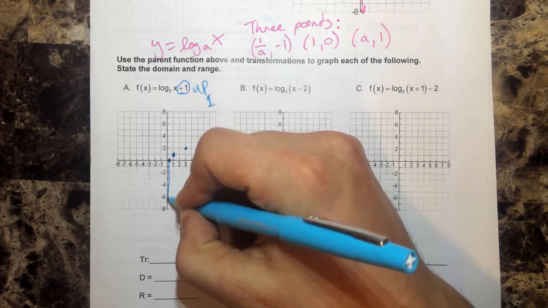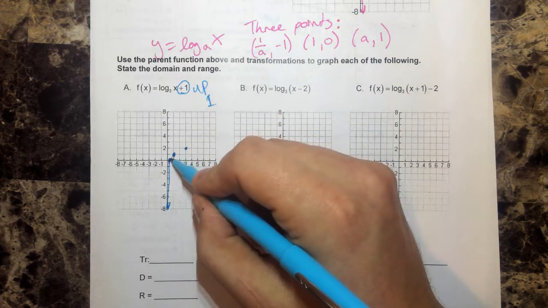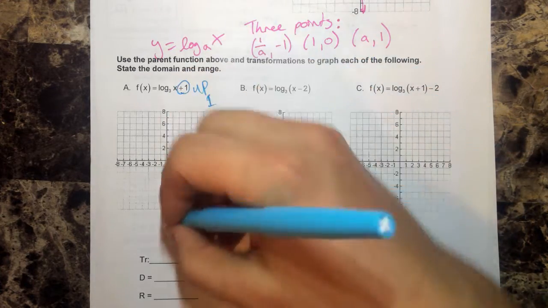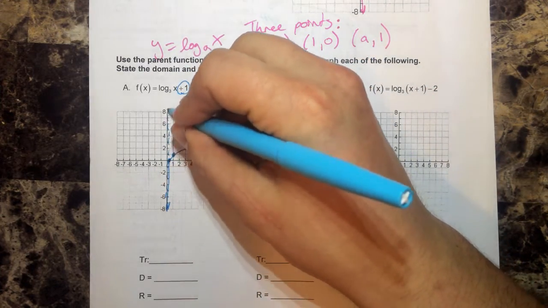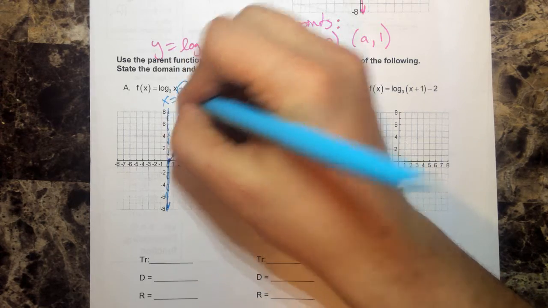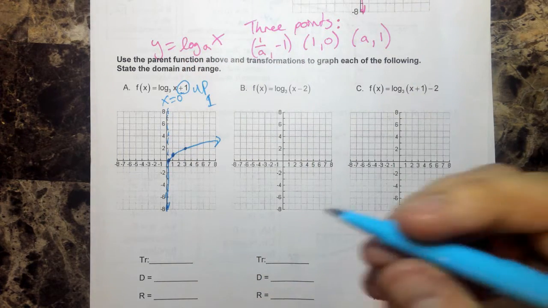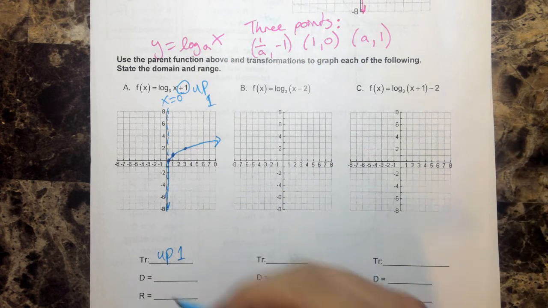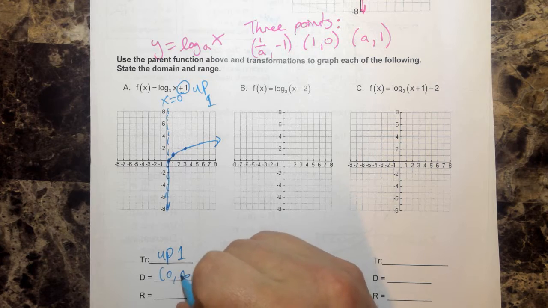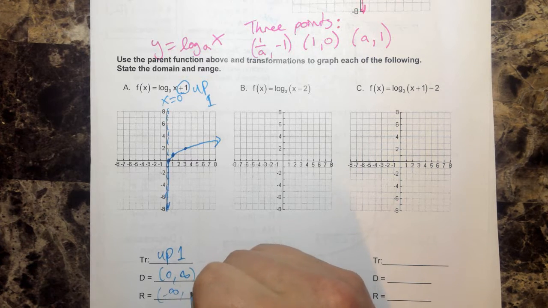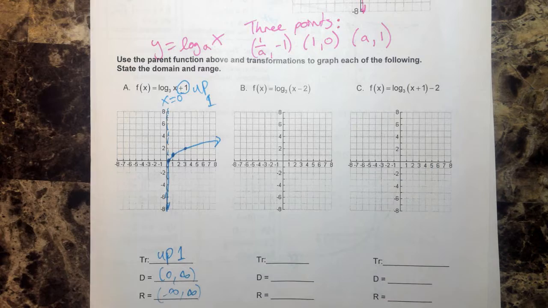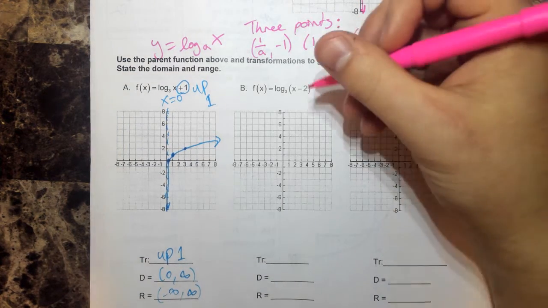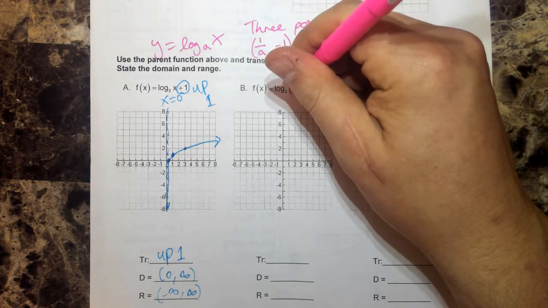And again, it just hugs the vertical asymptote here and then kind of flattens out that way. All right. So that's our general shape. And again, our asymptote is at x equals 0. That's where our vertical asymptote is going to go. So our transformation is up 1. Okay, our domain did not change. We're still 0 to infinity, and our range also did not change. -infinity to infinity.